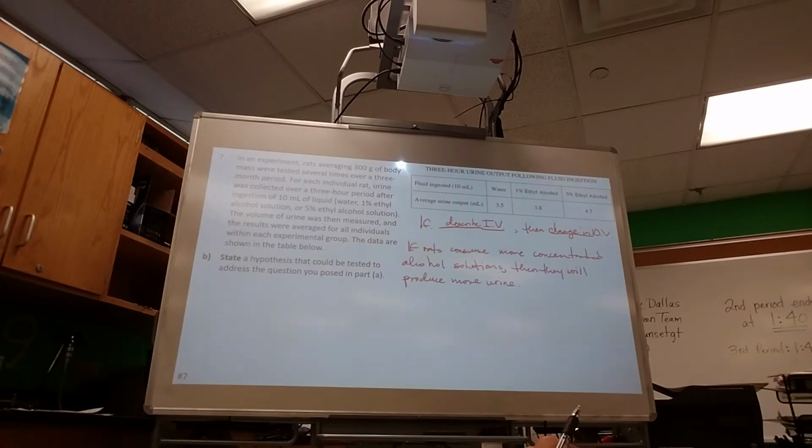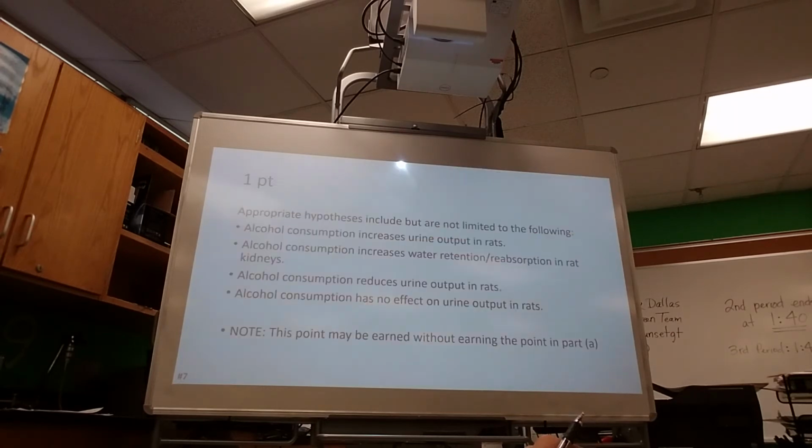Remember, this will be online, that's why I'm rushing. So, some of the hypotheses you could use are things like alcohol consumption increases urine output in rats, alcohol consumption increases water retention, any sort of viable hypothesis would have earned you points. And by the way, this one was independent of part A, so even if you didn't earn points in part A, you could earn points in part B.